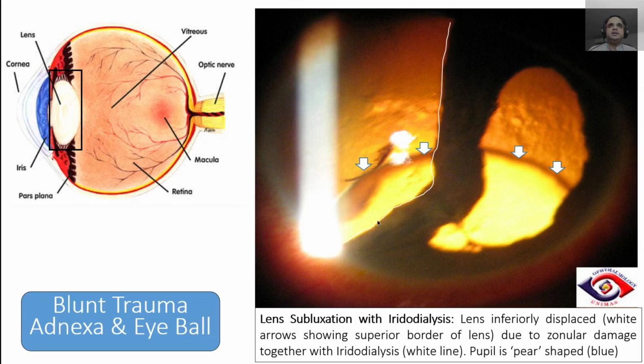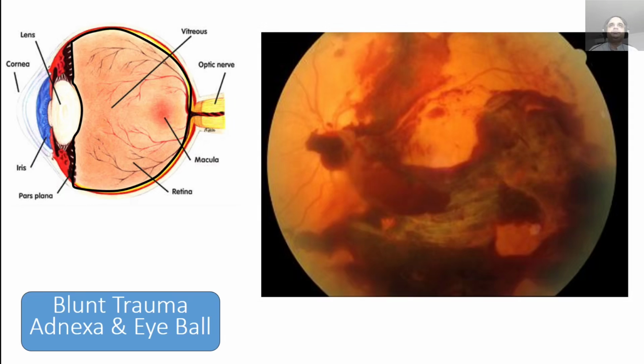And this is the iridodialysis. So the iris has torn off from the ciliary body, and rather than an inferior tear, which we saw before, this is more of a vertical tear happening in all likelihood from the medial side. And this is your pupil, which has now taken a pear shape, and that is simply because of the iridodialysis, which is pushing the entire pupil into this odd shape. So you are seeing iridodialysis together with lens subluxation in this picture.